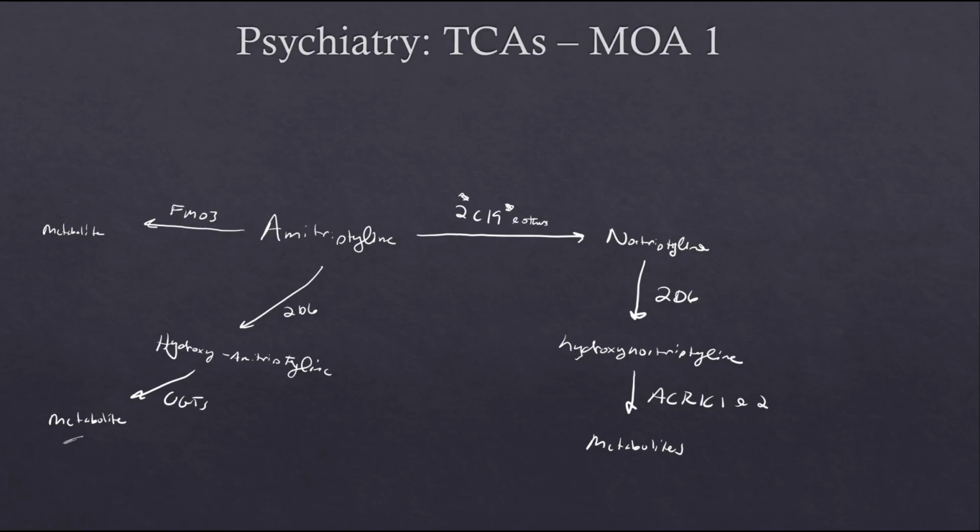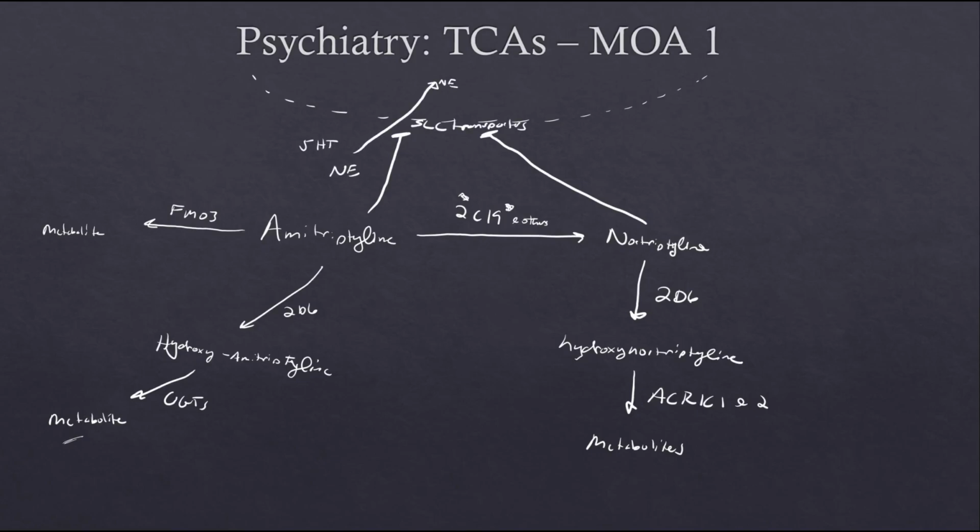And both of these drugs have their mechanism of action by the following. Similarly to SSRIs, they block the SLC transporters to prevent the reuptake of serotonin, but in the case of TCAs, depending on the TCA, norepinephrine as well. So both of these are blocked by tricyclic antidepressants. Let's take a look at the mechanism of action of some other tricyclic antidepressants.